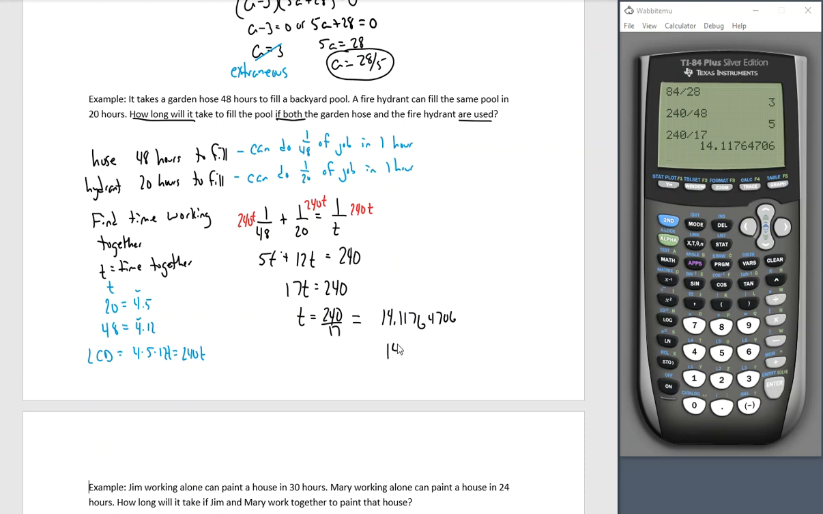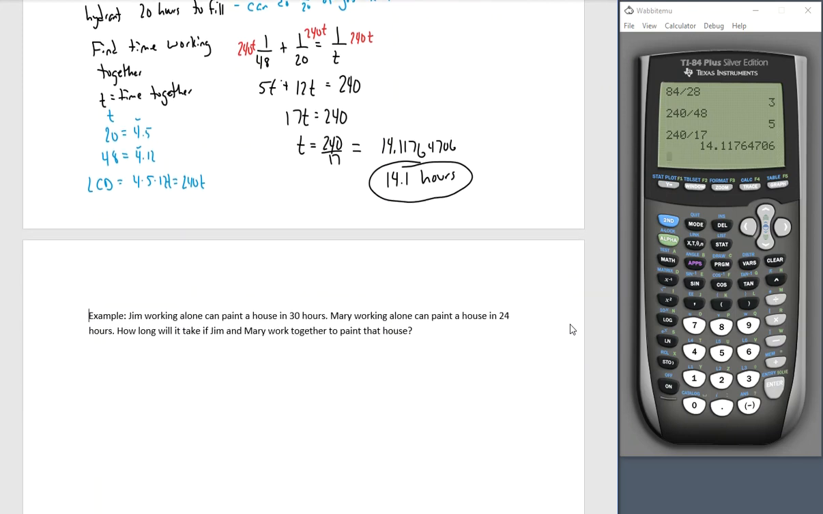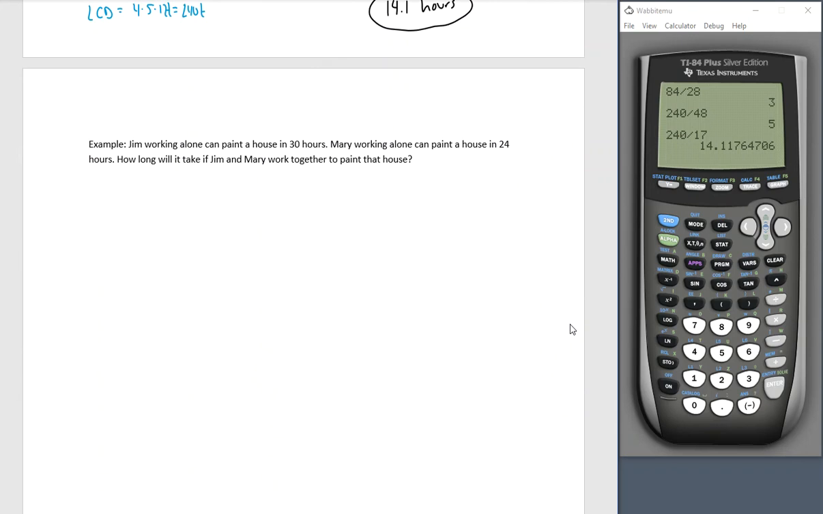14.11764706, so we'll say 14.1 hours if they work together. That hose doesn't go very quickly. And so the hose doesn't help a lot with the hydrant, but it helps enough to make it a single waking period of time instead of overnight. All right.